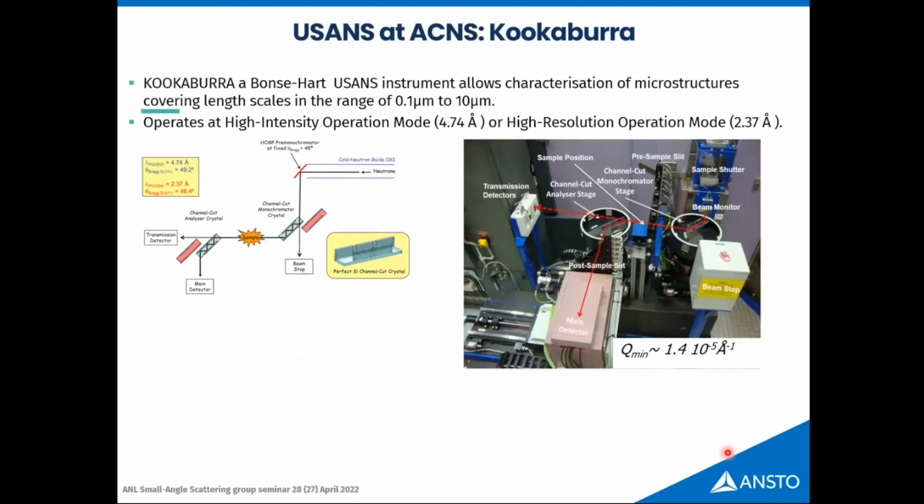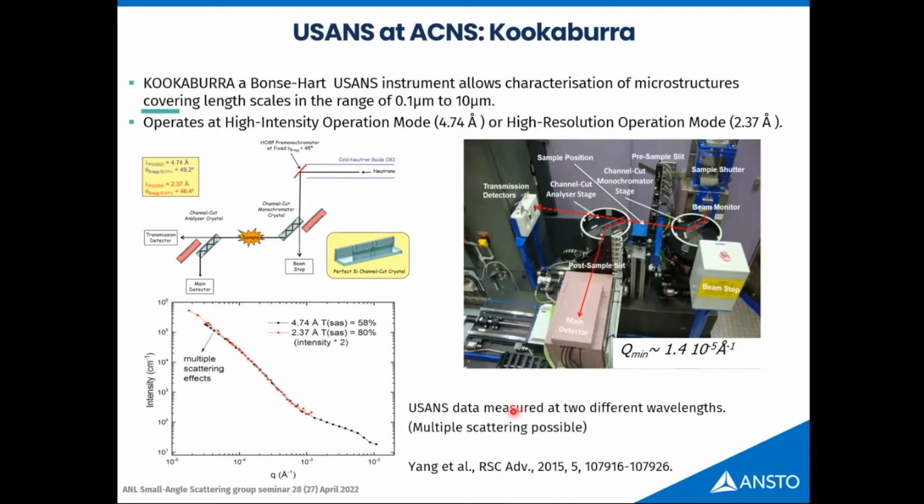Now, starting from very small angles, I'll give you a couple of words about the SANS instruments themselves. Starting from very low Q, we have a USANS machine. It's a double crystal, Bonse-Hart instrument, which is, I would assume, a pretty standard, well-known configuration. I think the main feature of this one is that it can work with two wavelengths.